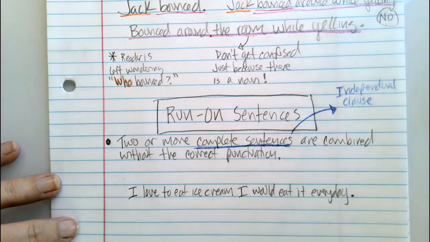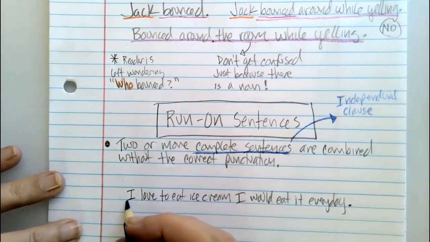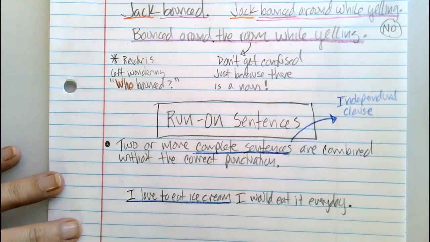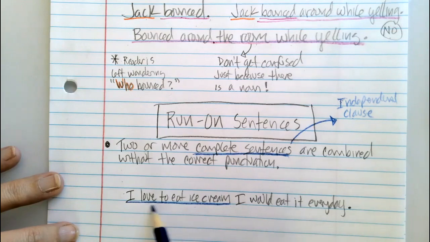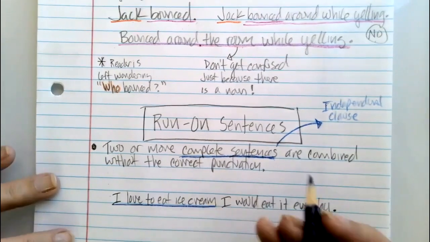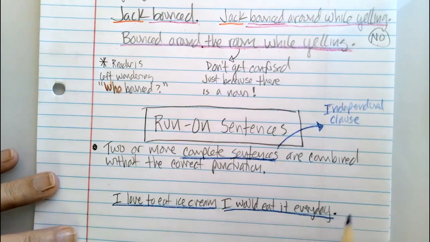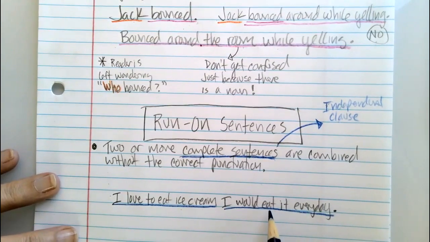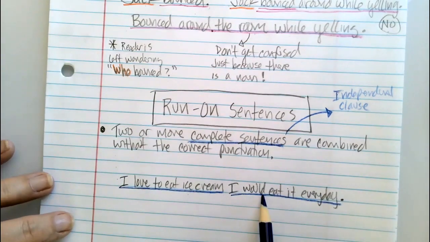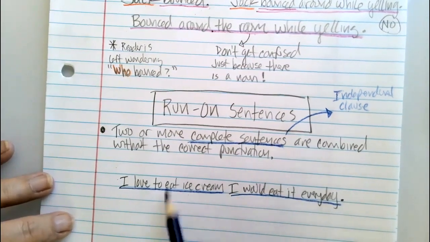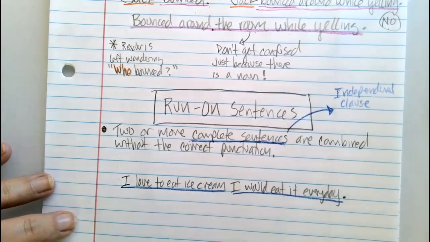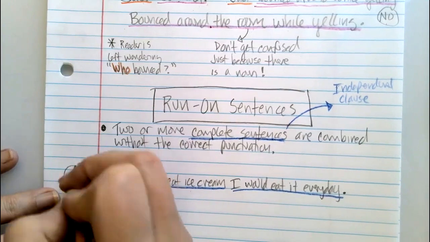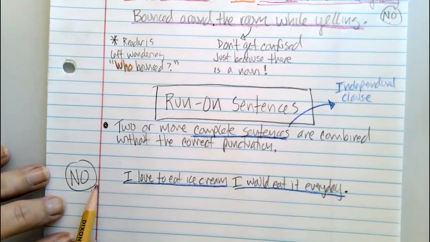Why? Well, let's pick up our dark blue again, because I love to eat ice cream is an independent clause. It is a complete sentence. It stands alone on its own. It has a subject and a predicate. I would eat it every day. That is also an independent clause. It is a complete sentence that stands alone by itself. So when we put them together, we are creating a problem. We're making a mistake, and this is a big mistake. So this is a big fat no. Okay, that's a run-on sentence.